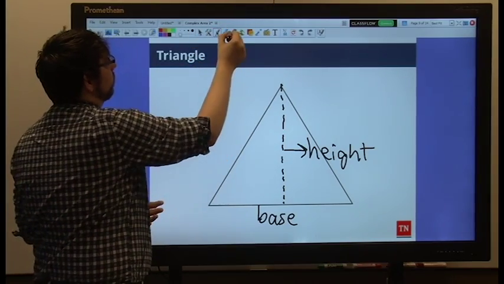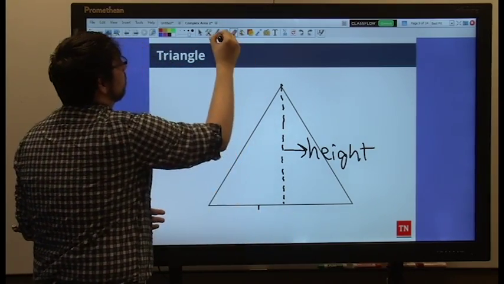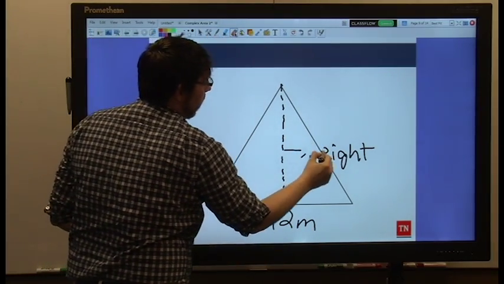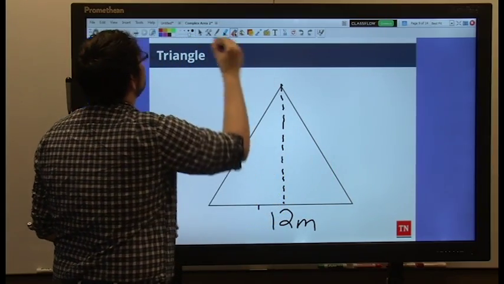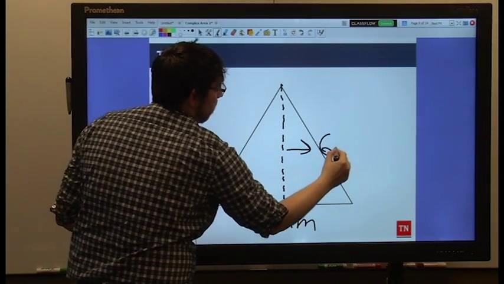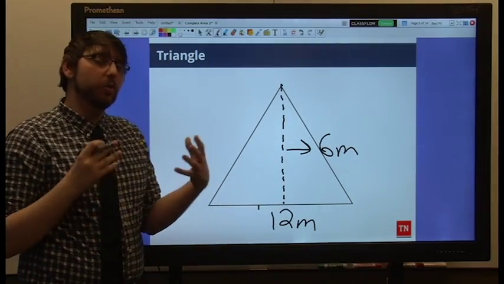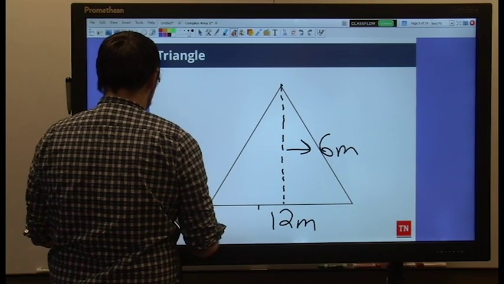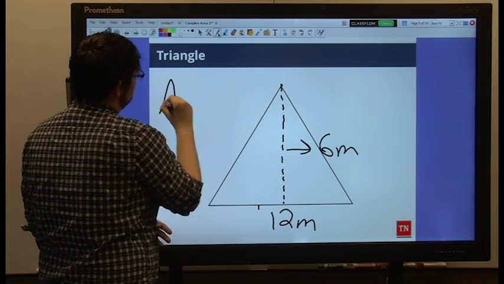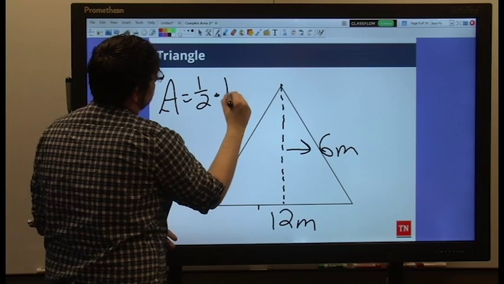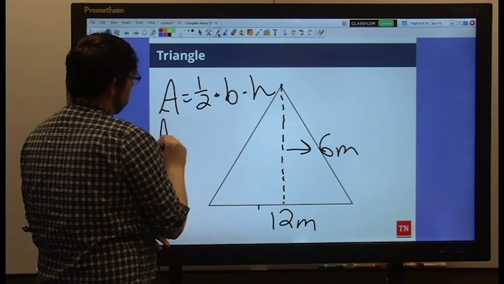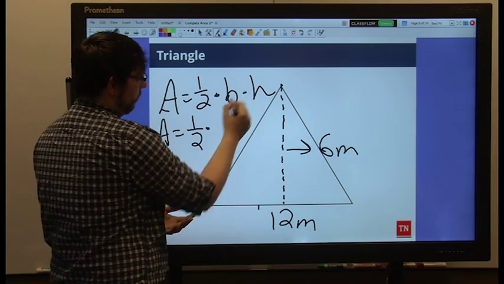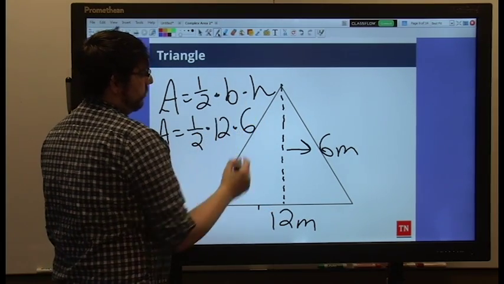So let's pretend the base is 12 meters and the height is 6 meters. Now you're still going to do 1/2 times base times height. And you're still going to plug in your base and your height. So that would be 12 for B, 6 for H.